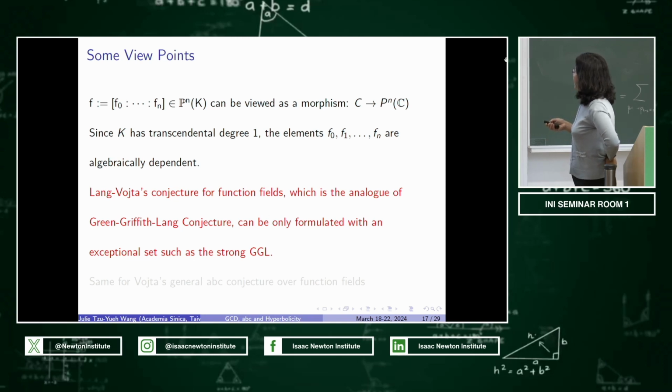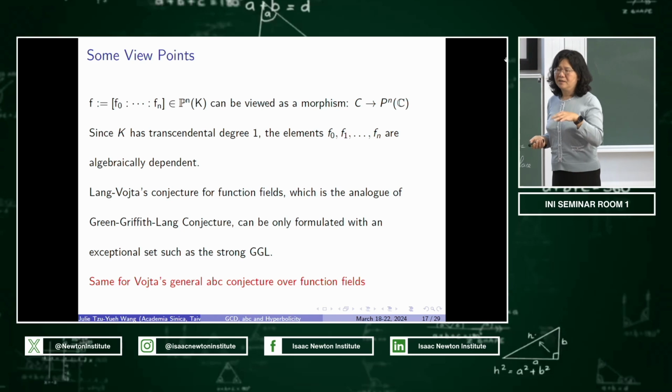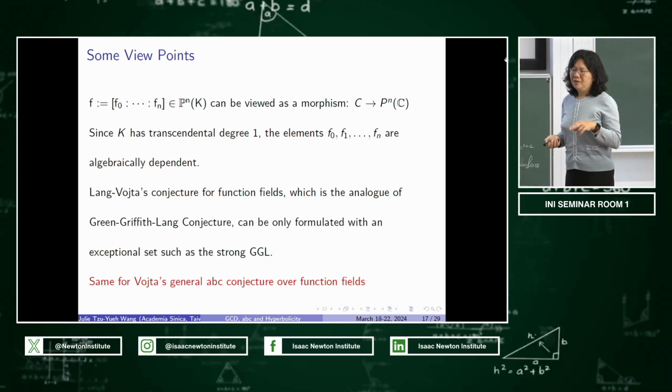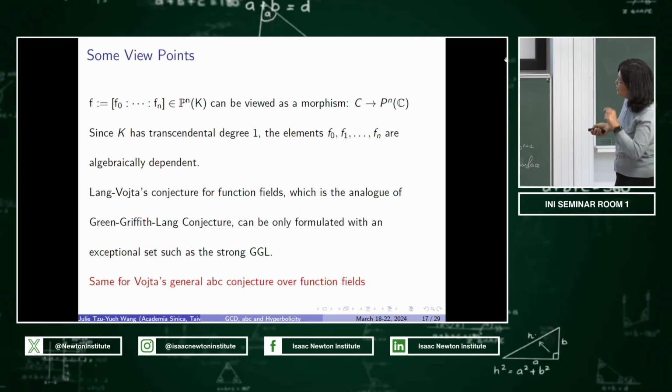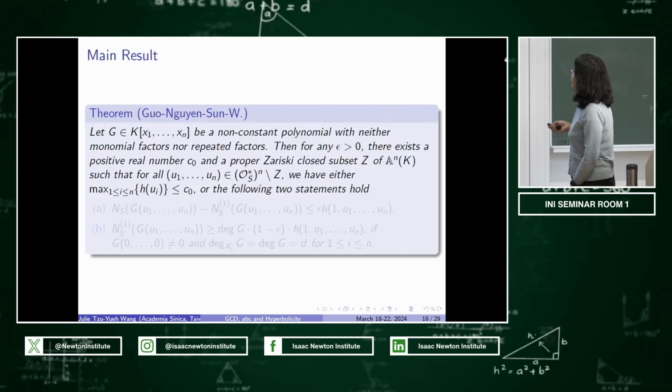Okay, and similar for Vojta's general ABC conjecture for function field, you must find the exceptional set. So one way function field is harder is in the case if you compare with the easier Green-Griffiths-Lang conjecture. Okay, so this is a few points.